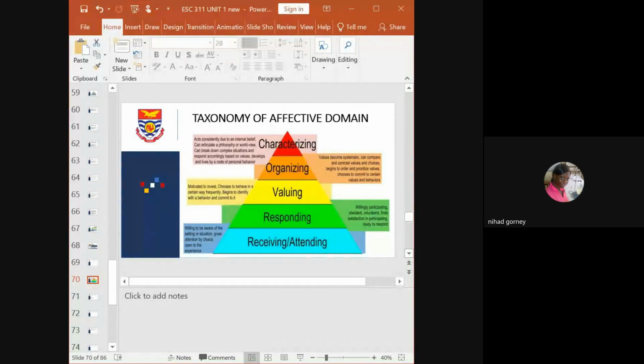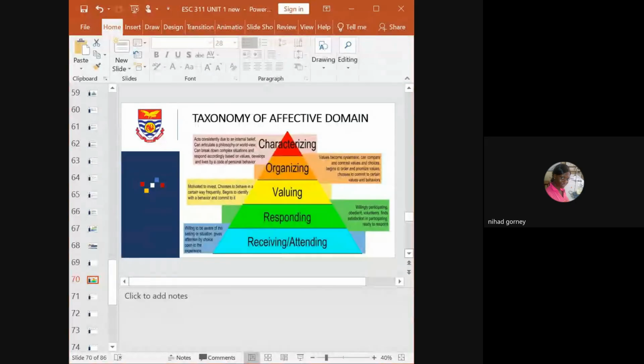Then at valuing, which is a higher order affective domain, it is, are you motivated to invest? Choose to behave in a certain way frequently. You begin to identify with the behavior and commit to it. That is when we have value in it. Then we have organizing, where value becomes systematic. You can compare and contrast values and choices. You begin to order and prioritize values. You choose to commit to certain values and also behaviors.